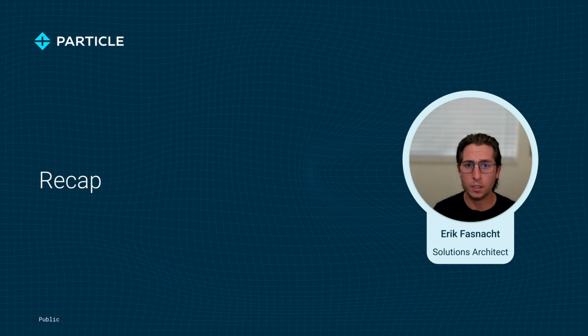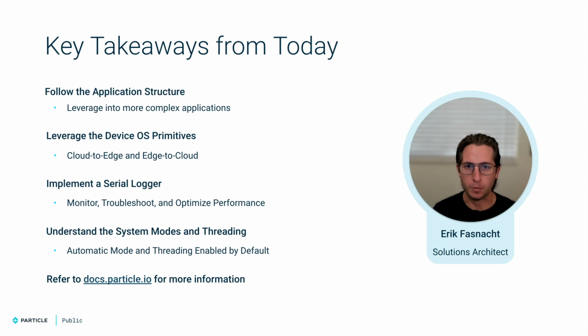Now, let's quickly recap a couple of key takeaways from today. Follow the application structure we reviewed earlier and built on throughout this video. Leverage all the built-in DeviceOS functions, specifically using our primitives. Implement a serial logger as it helps you monitor, troubleshoot, and optimize performance of your application. Understand the various system modes and threading to ensure your application is running as intended. And it is always best practice to use and refer to our docs for best practices, examples, and DeviceOS APIs.